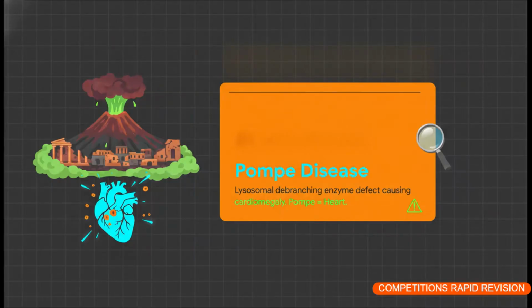Moving on, we have Pompe disease. Now, this one's unique because it's a defect in the lysosomal enzyme. The glycogen specifically builds up inside the lysosomes of muscle cells, and particularly in the heart. To remember this, just use the mnemonic linking the ancient city of Pompeii and Mount Vesuvius erupting to the heart literally blowing up. Cardiomegaly. Pompeii equals heart.